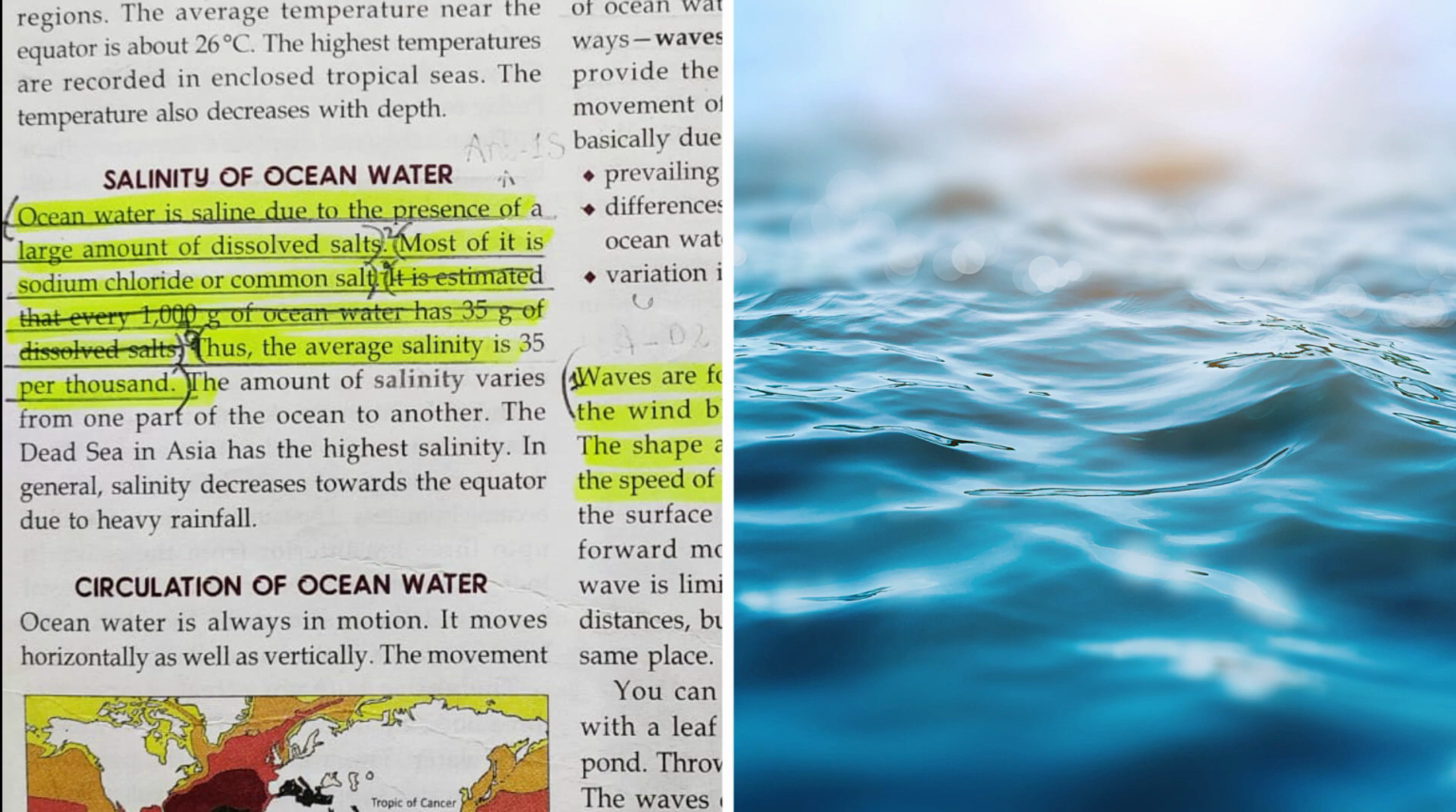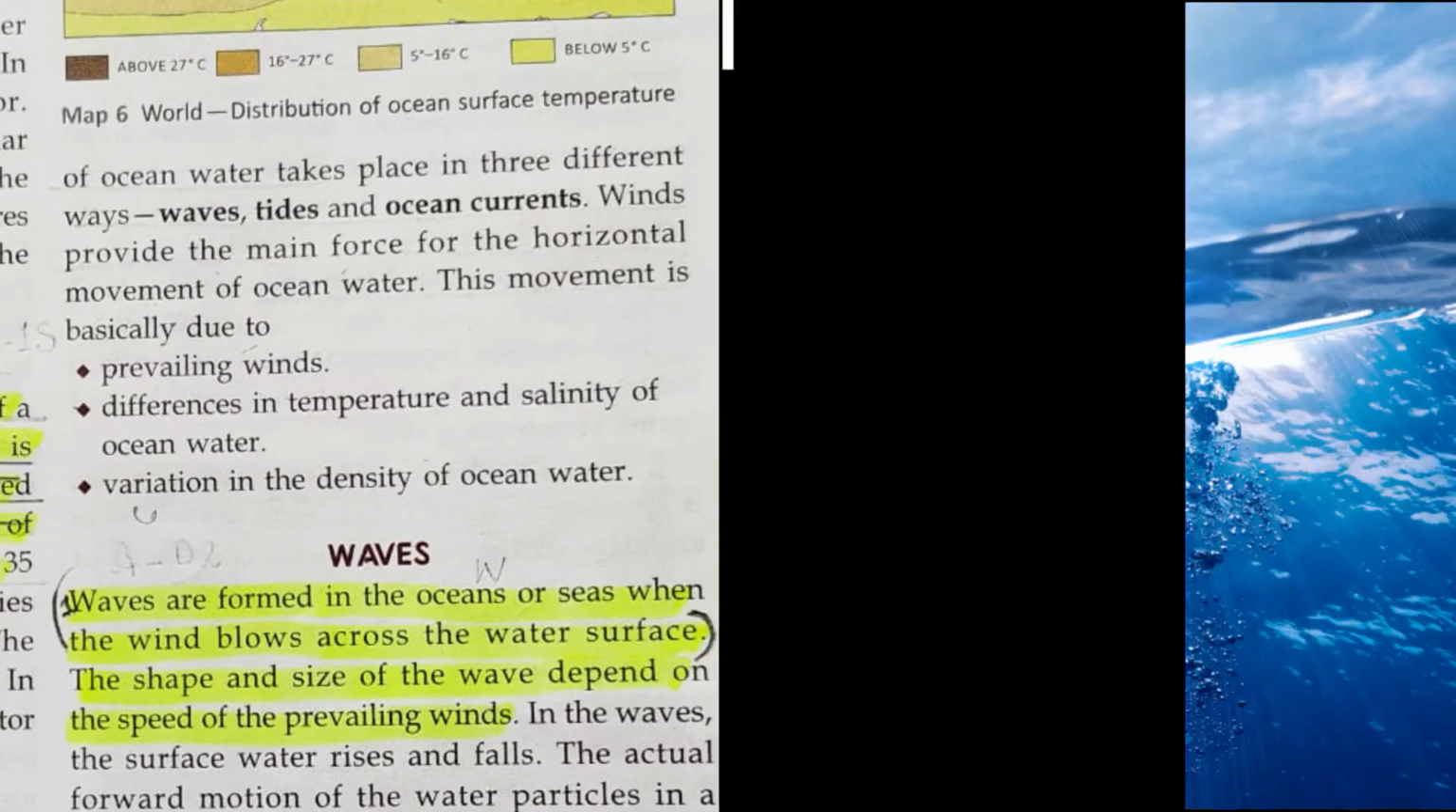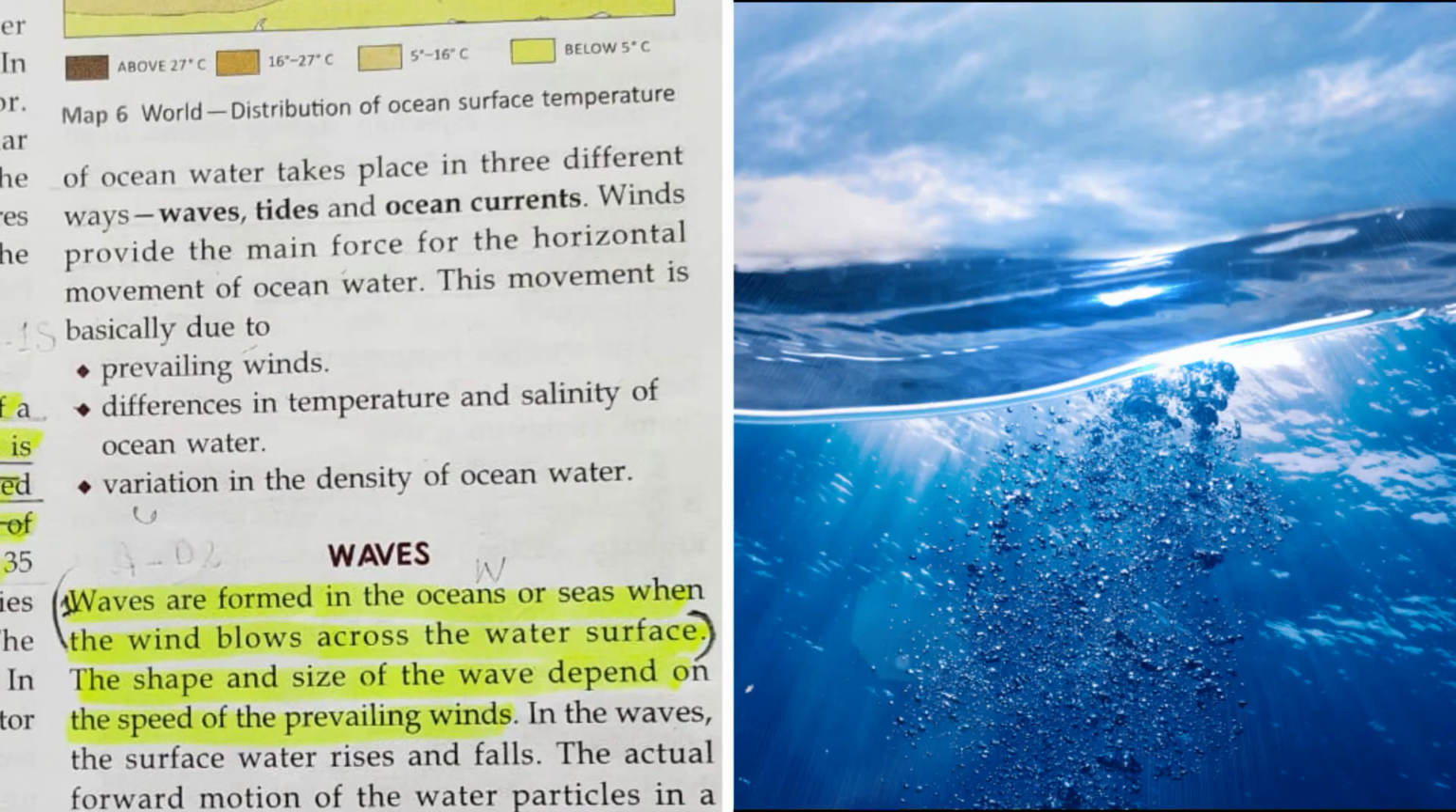The amount of salinity varies from one part of the ocean to the other. This means in some part of the ocean it is more saline and in the other part it may be less saline. Dead Sea, which is found in Asia, has the highest salinity. In general, salinity decreases towards the equator because at the equator, as there is direct sunlight, which results in heavy rainfall.